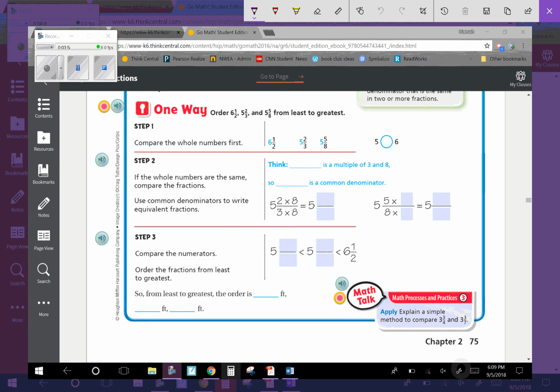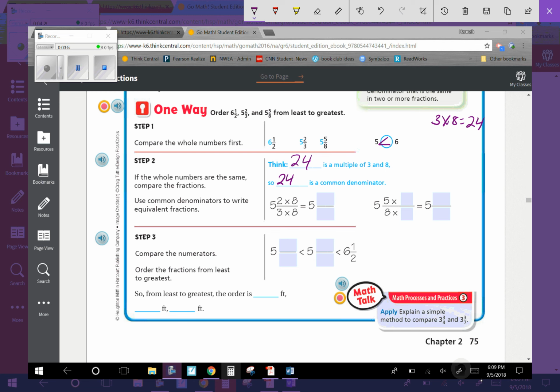Let's try again. So I already said that 5 is less than 6, and then we're on step 2. We're going to use common denominators to write equivalent fractions. So I'm going to think 24 is a multiple of 3 and 8. And I know that because 3 times 8 equals 24. So I automatically know that that's a multiple, so I can just use that. So 24 is a common denominator.